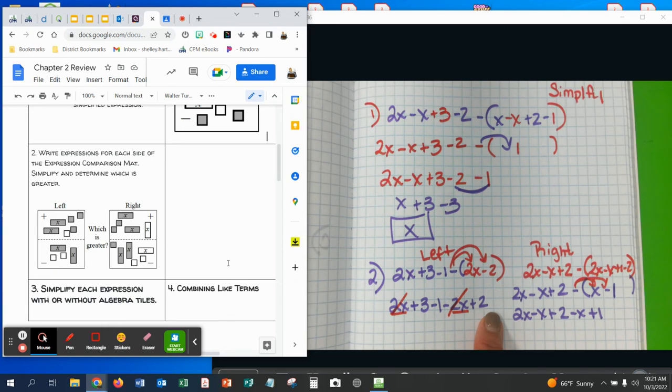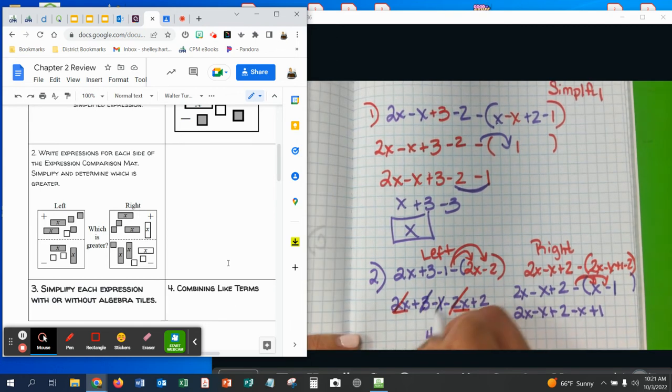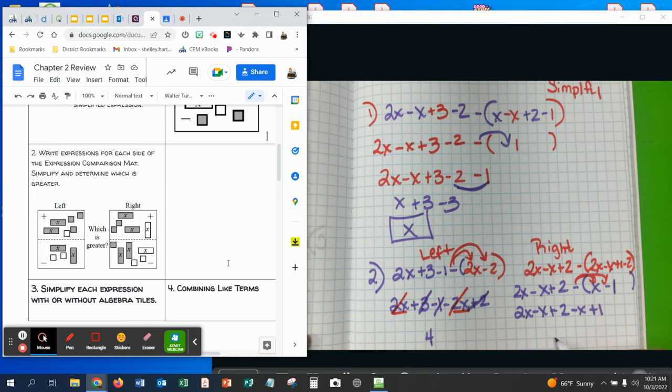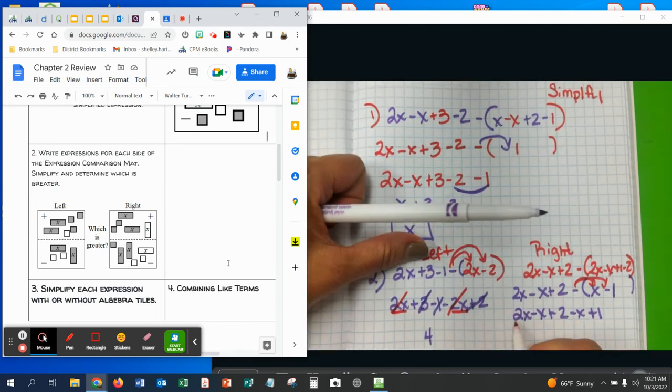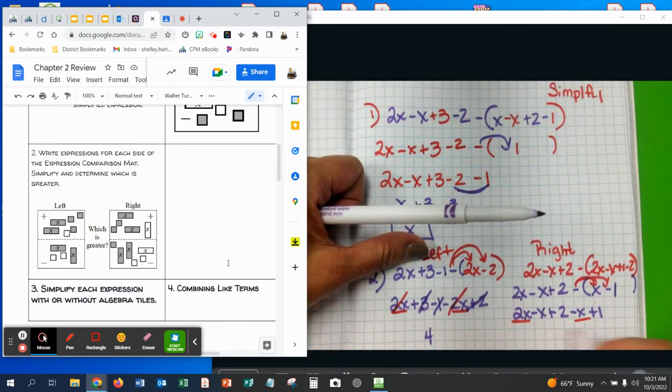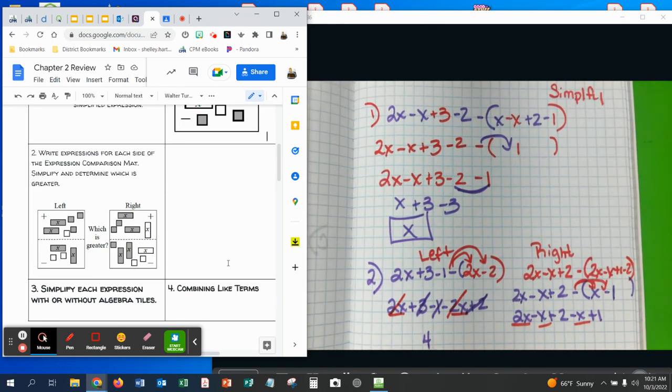What is 3 plus 2? It's 5, right? 5 minus 1 is 4. So now we have 4 left over. Now, we're going to go to the right-hand side, and we're going to go 2x and x. Oh, look what happened here. We've got 2x minus x minus x. Well, 2 minus 1 is 1, and then minus another 1 is 0. So we don't have any x's here, but we can add 2 and 1, and that makes 3.